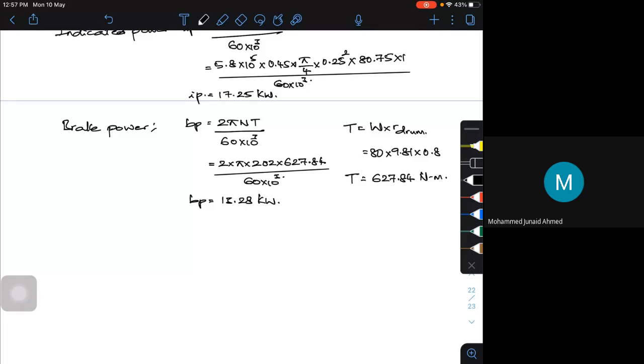So how to convert the gauge pressure to millimeters of mercury? Divide by specific gravity. So 136 divided by 13.6. If I do that, I will get that particular value in terms of so many millimeters of mercury. So that's how you can get it.